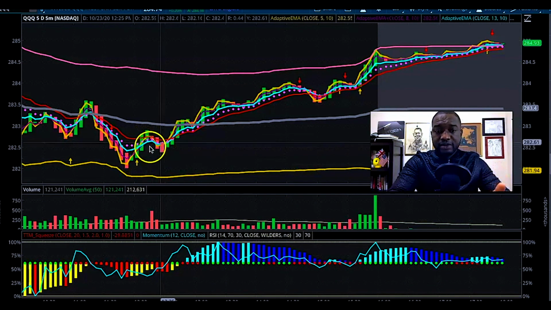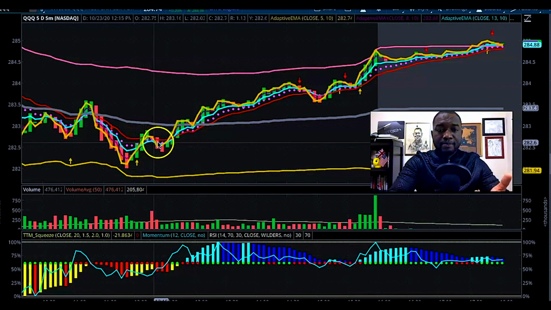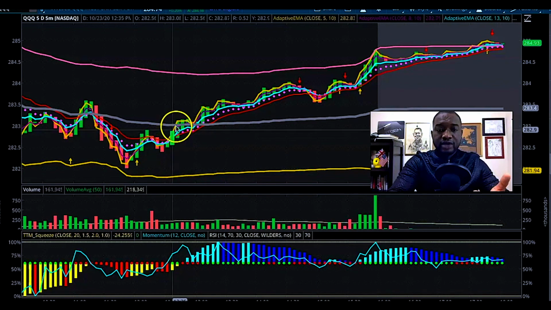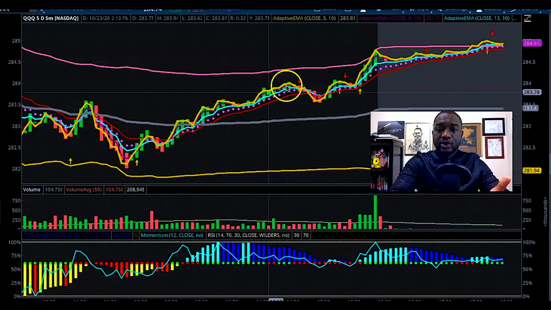I won't take a trade here because the signal is pretty weak here. And then if we start getting up to this point and then it pulls back, most likely right here, I'll probably jump on a trade here and take this all the way up.